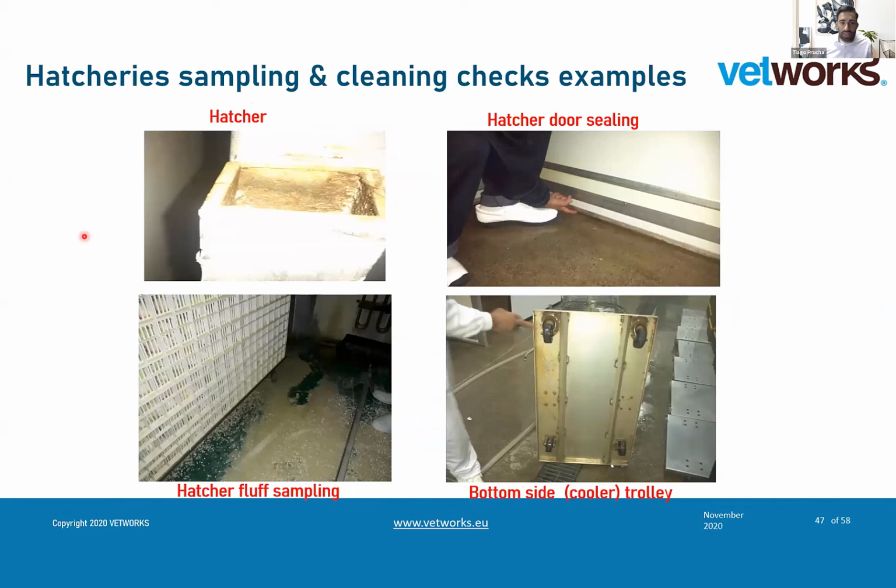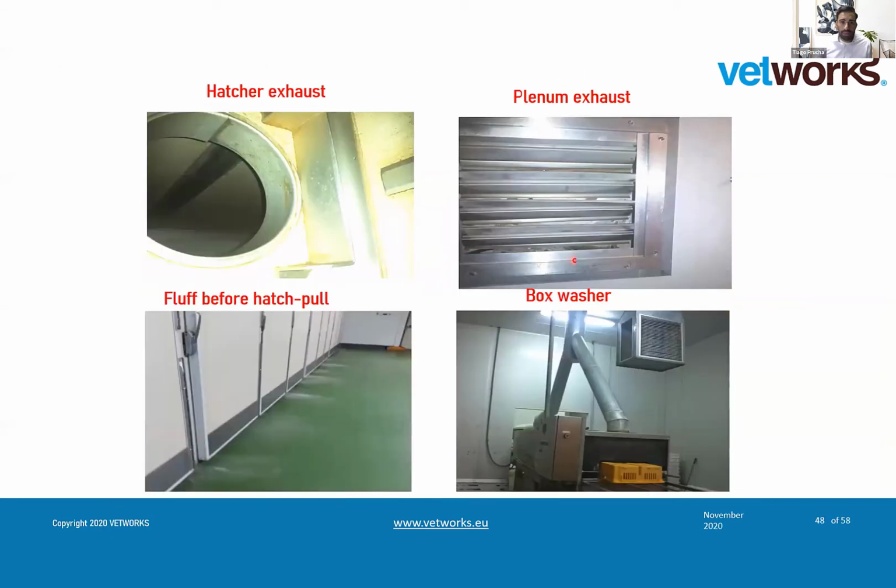So these are some examples in the hatchery. Really try to sample in the places where you know that cleaning is usually not done as effectively as usual. So below doors, the fluff sampling is also important, the bottom sides of the trolleys, for instance, the hatchers, the plenum that I was mentioning just now, and the box washer. You can imagine if you have a contamination of this machine, either water or machine, it will not clean your boxes. It will just help in the contamination chain that we have. More examples here, fluff, as I mentioned before.